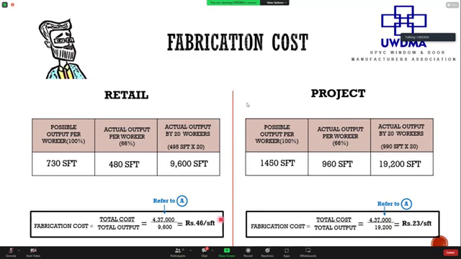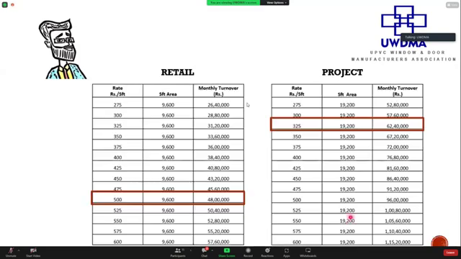So on retail, we can assume a rough square feet rate for fabrication cost of 46, and for projects it is 23. And I'm telling you once again, it will vary according to your inputs. So you can just see the way to calculate. You can put your actual values into that, and then you can calculate your actual square feet rate for fabrication cost. Okay.